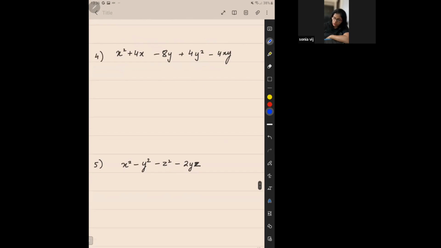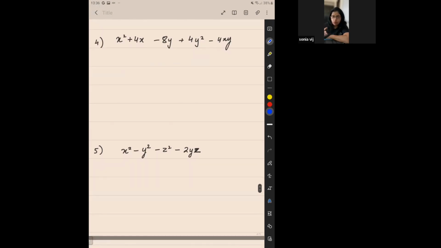Now let's do little complicated questions which have more than 3 or 4 terms. And we are going to use the knowledge that we have learned, like regrouping as well as identities. Now here we see x square is one term, 4y square is a complete square term. And if I take these three together, I can use identity. So I rearrange, I write it like this, 4y square minus 4xy together and put 4x minus 8y together.